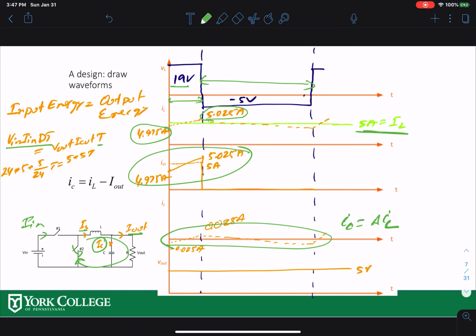Then we have D is 5 over 25, which is the D, and 5 volts, 5 amps, and T. TD cancels. Then if you look at both sides, it should be 25 equal to 25. That means energy is also balanced between input and output during the switching.